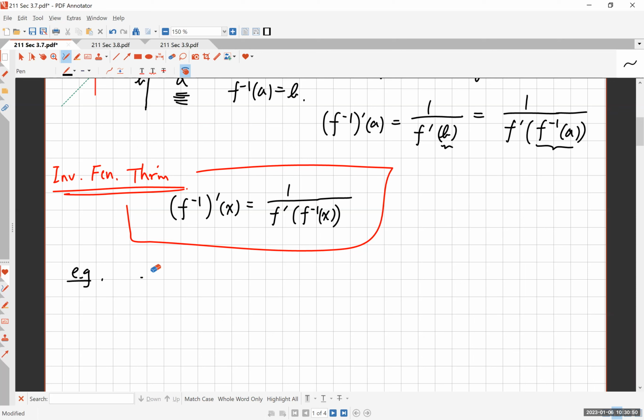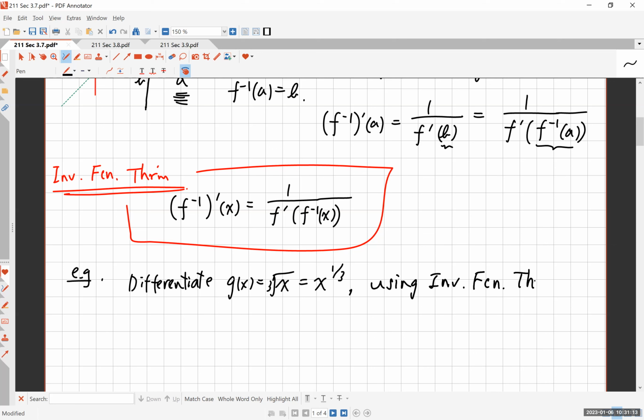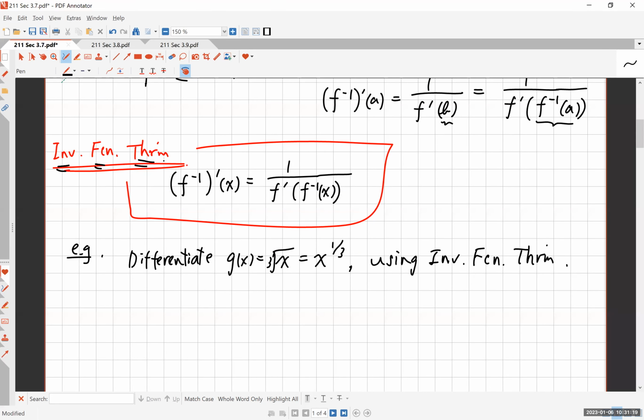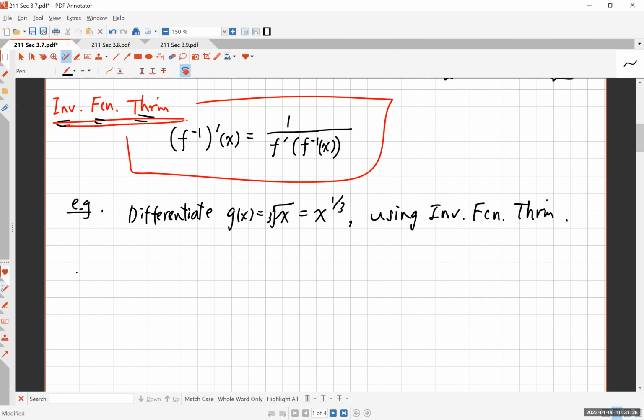Let's differentiate g of x, which is the cube root of x. What is that function? It's x to the 1/3, right? Using the inverse function theorem. Hope you can see that I have abbreviated all of these words, like the inverse function theorem. I like to use abbreviations so I don't have to spell the entire words. All right, so that's that.